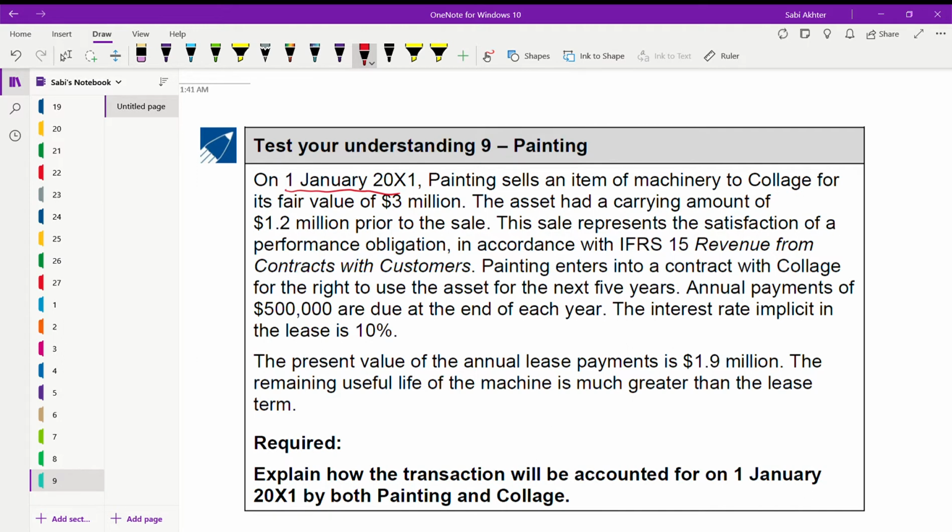On 1st of Jan 2001, Painting sells an item of machinery to College for its fair value of 3 million. Painting is the seller-lessee and College is the buyer-lessor. The asset has a carrying amount of 1.2 million before the sale. The sale represents the satisfaction of a performance obligation in accordance with IFRS 15. That means it is a sale, and definitely this was discussed in part 2. Painting enters into a contract with College for the right to use the asset for the next 5 years.